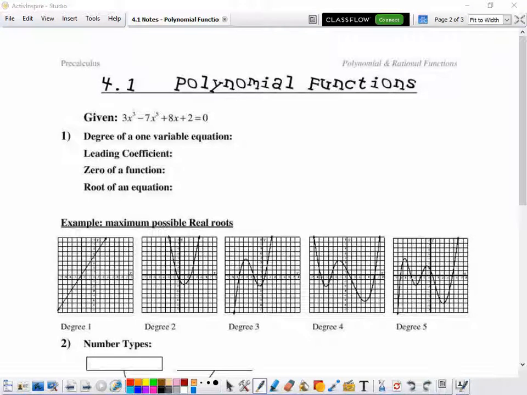Hey guys, today we're going to talk about polynomial functions. Specifically, we're actually going to talk about roots of polynomial functions. But before we get to the roots, there are some things about polynomial functions that we need to understand.